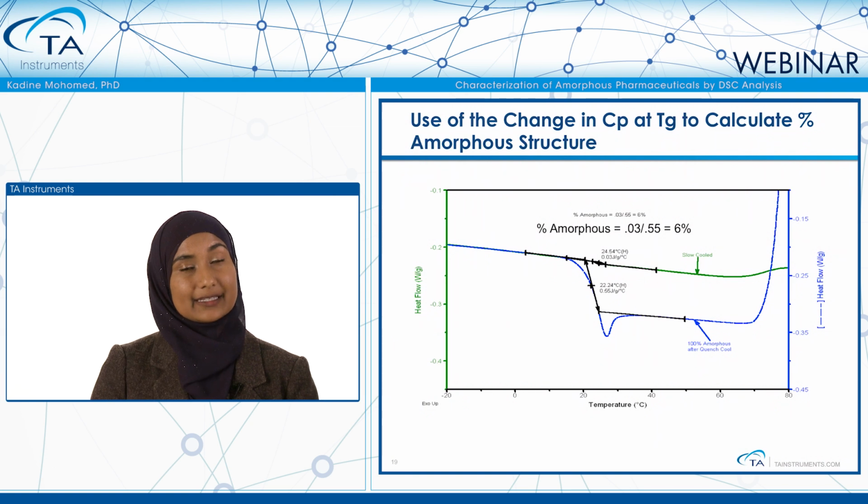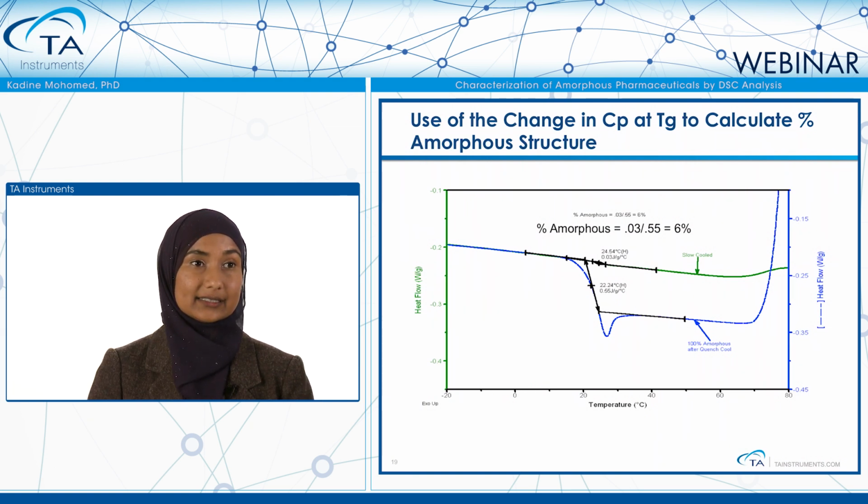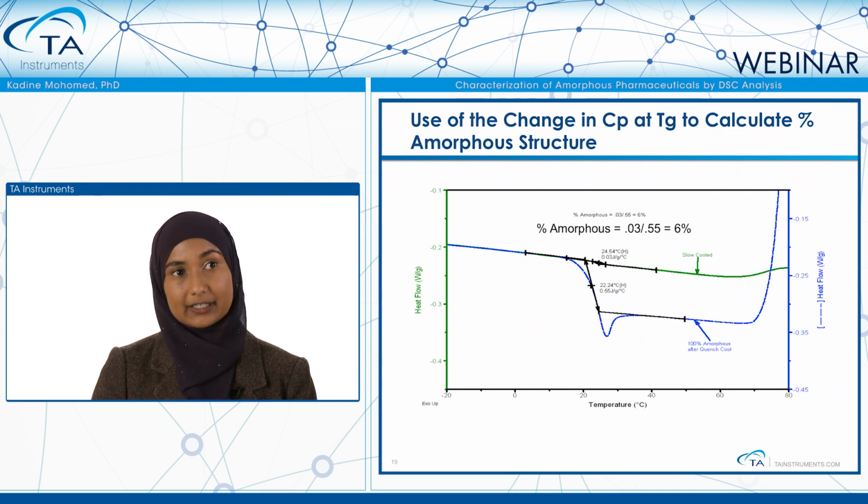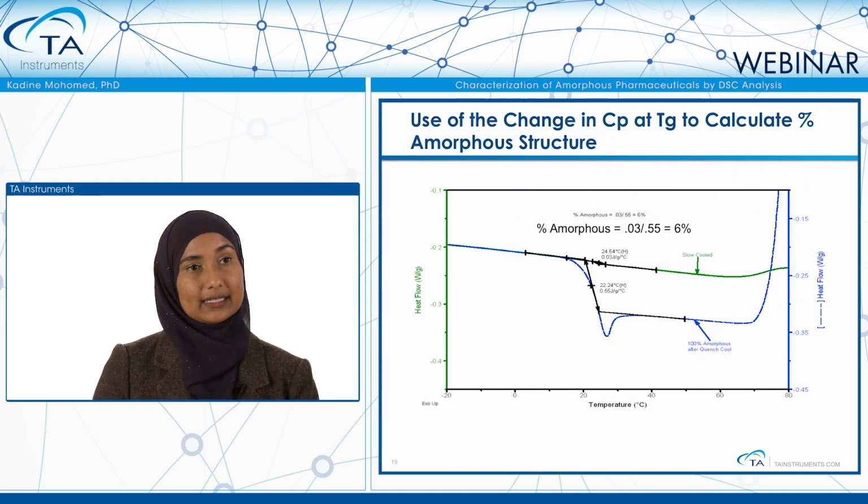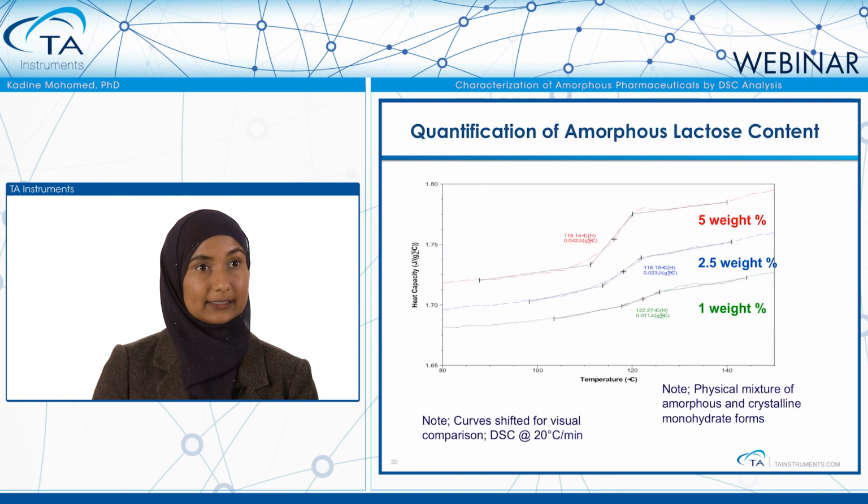To determine the percent amorphous content, now that we know the delta CP for 100% amorphous material, the percent amorphous content of this sample that has been slow cooled would be 0.03 divided by 0.55, multiplied by 100 to get a percentage. And in this case, we find that this sample has a 6% amorphous content. This is one of the ways in which we can use the DSC to quantify amorphous content.